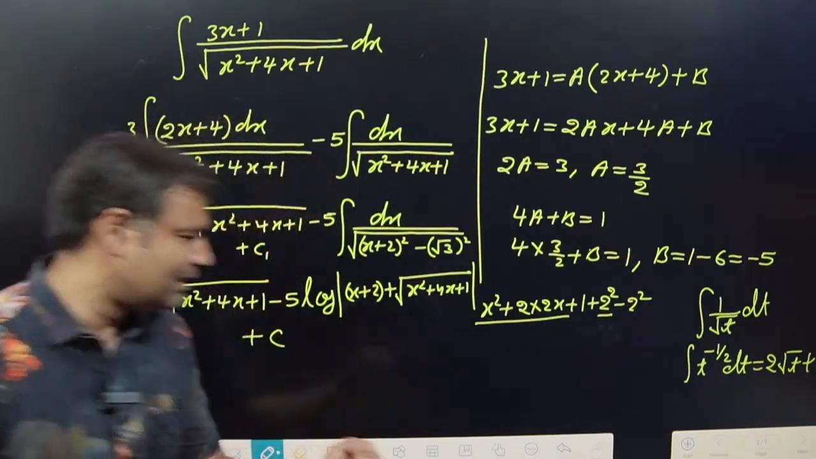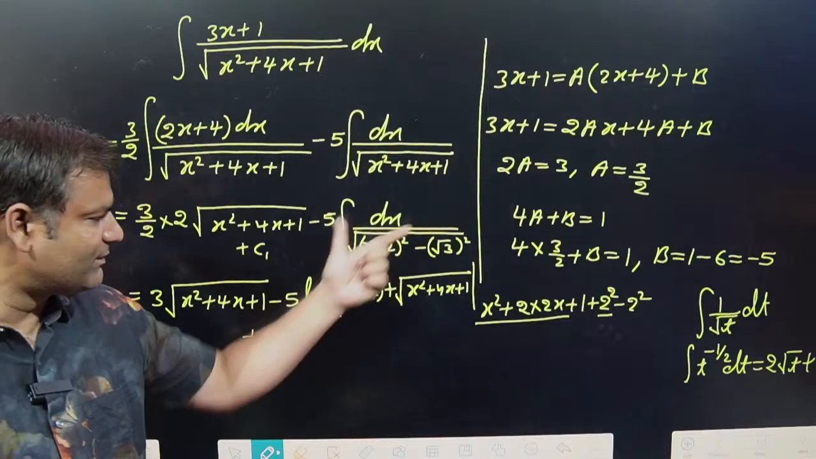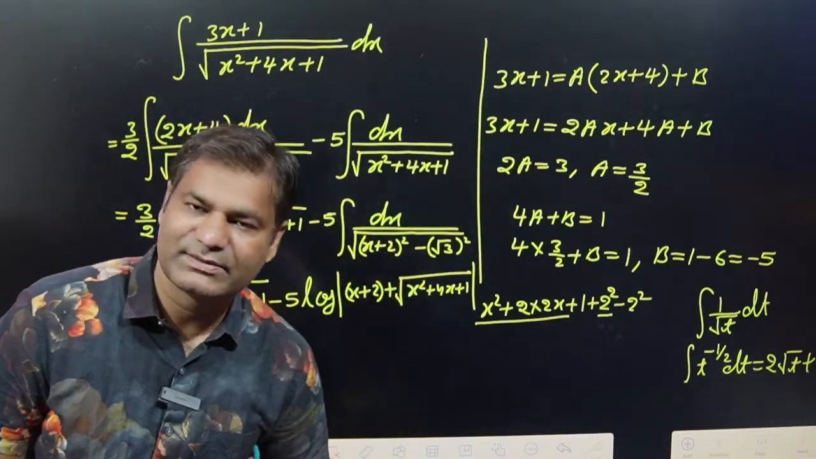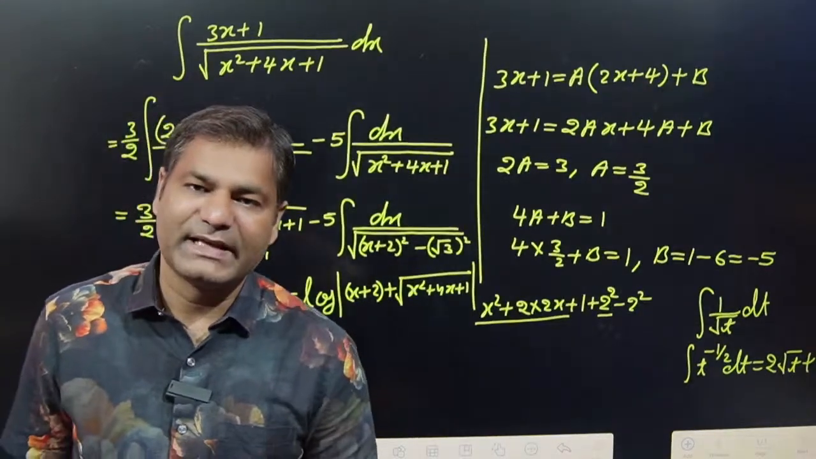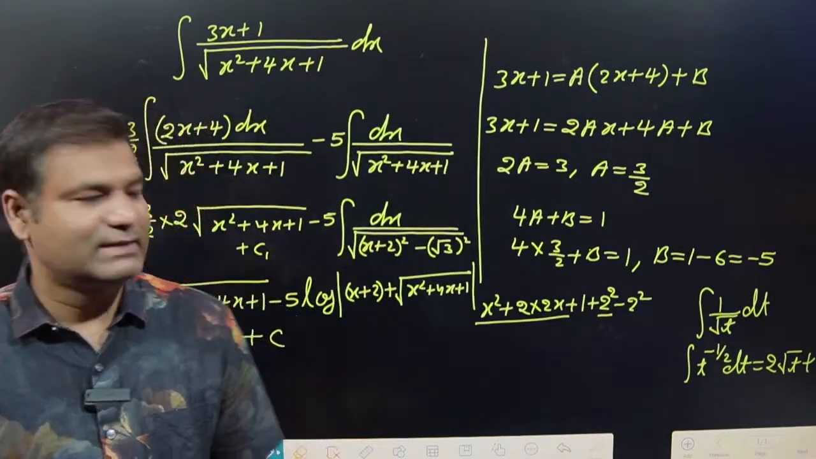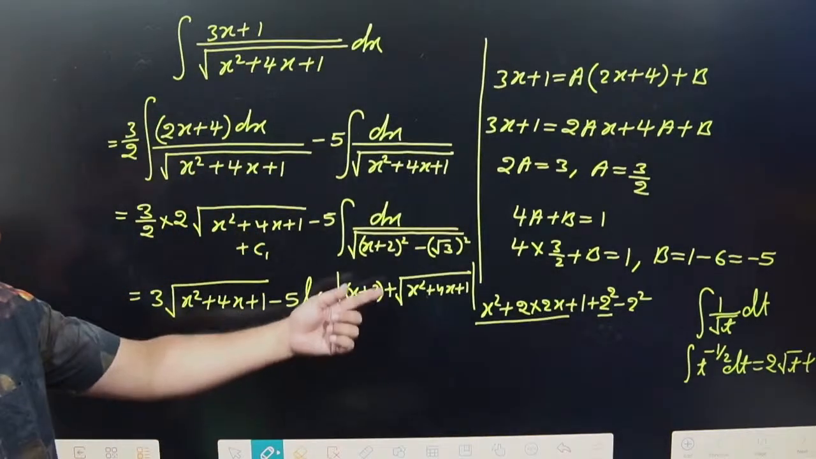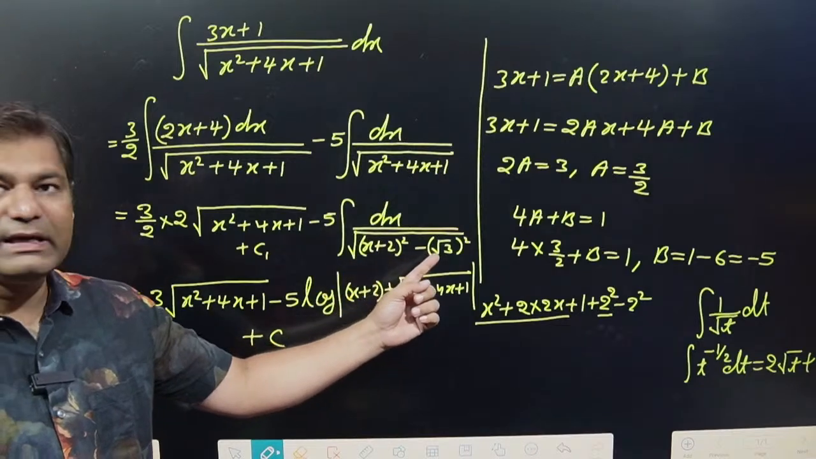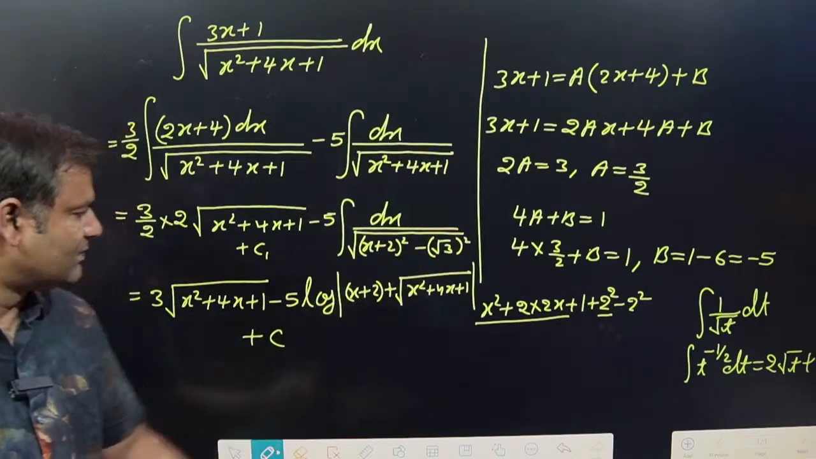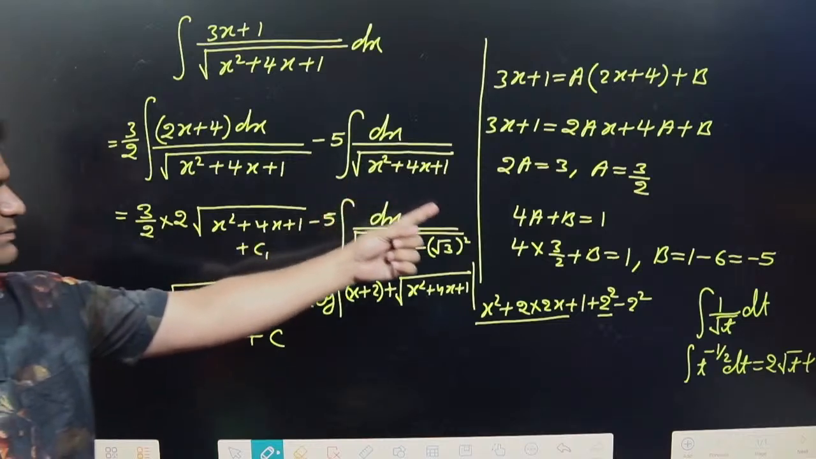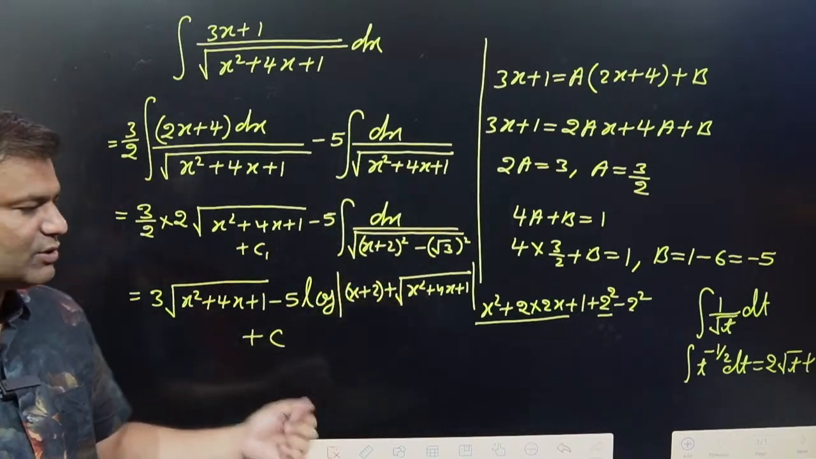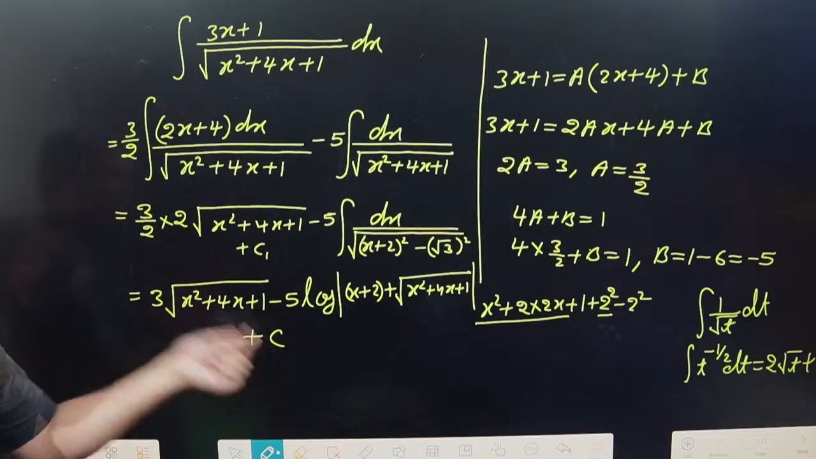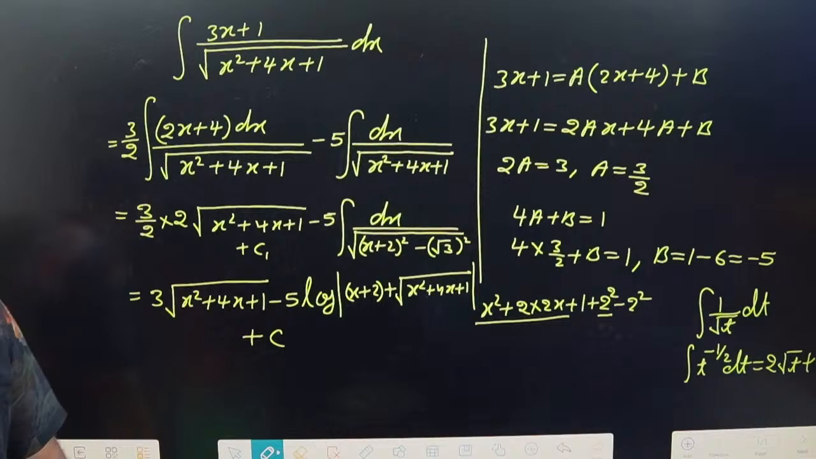After that, apply the formula corresponding to that one. dx divided by under root x square minus a square is log of x plus under root x square minus a square. So we put that value here, x replaced by x plus 2 and a replaced by root 3, then we get like that one, and here c1, and after that we get a new constant c2 also. So c1 plus c2 is a new constant c. So that is the final answer. I hope so clear.